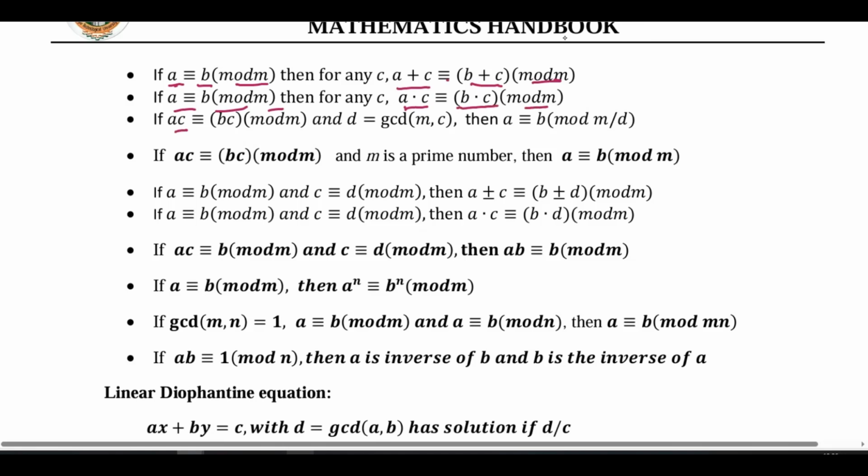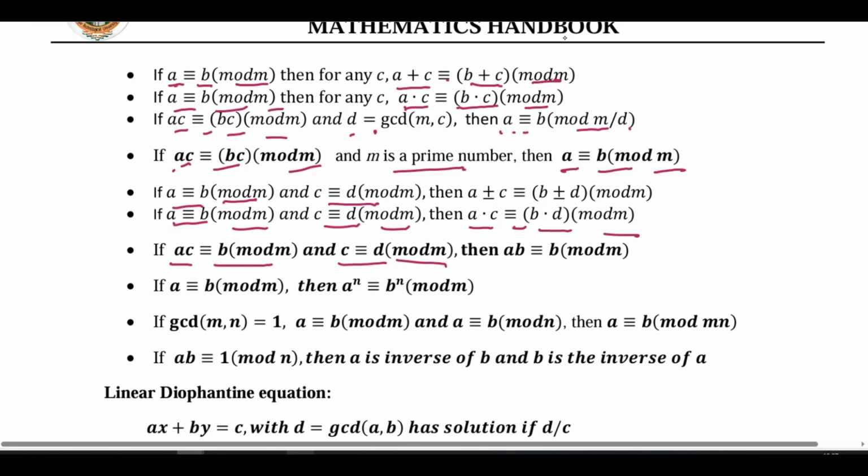If ac is congruent to bc mod m and d = gcd(m, c), then a is congruent to b mod m/d. If ac is congruent to bc mod m, where m is a prime number, then a is congruent to b mod m. If a is congruent to b mod m and c is congruent to d mod m, then a plus or minus c is congruent to b plus or minus d mod m. Then a times c is congruent to b times d mod m.